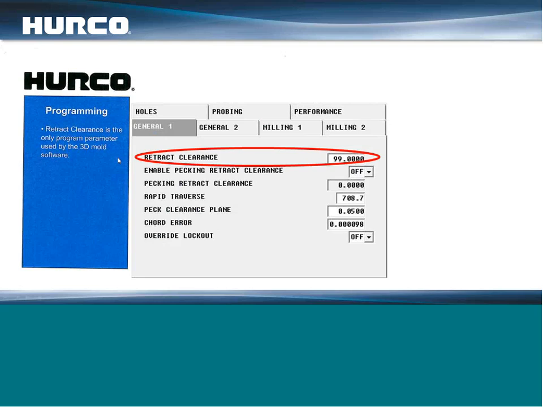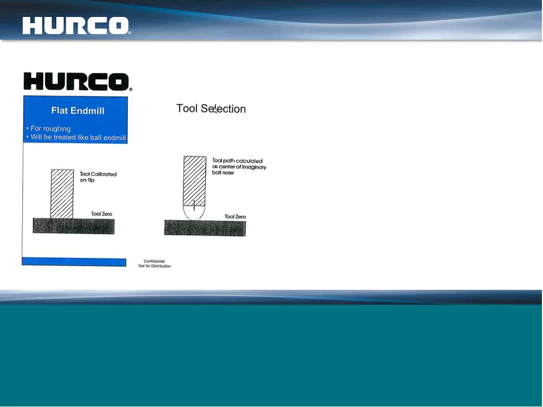Some of the basics: retract clearance is going to be the only program parameter that's going to be used by the 3D Mold software, with the exception of your performance tab. It's still going to look at your SFQ settings if you have that option. But for the typical parameters, retract clearance is going to be the only one that you have to worry about.